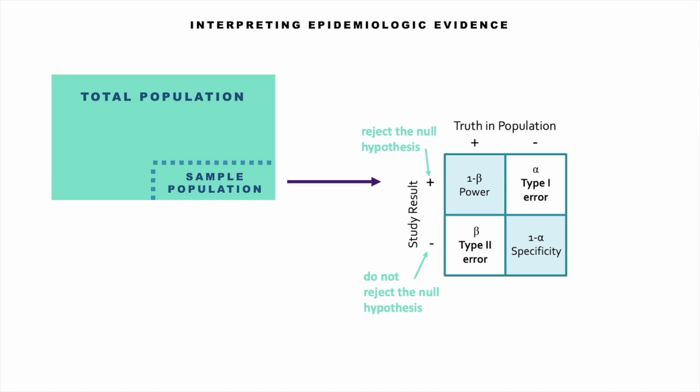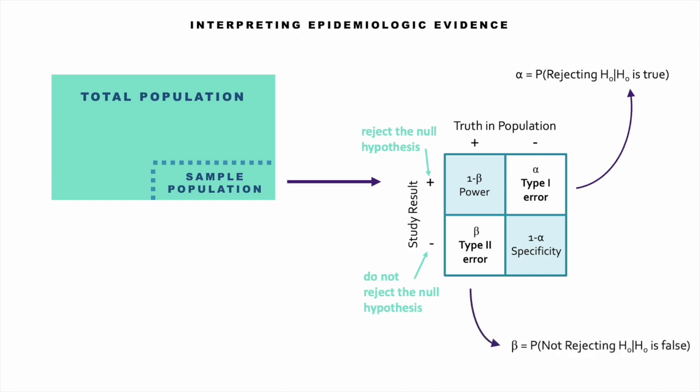Another way of thinking about this is type 1 error is the probability of rejecting the null hypothesis if the null hypothesis is true. And type 2 error is the probability of not rejecting the null hypothesis when the null hypothesis is false. Let's go through a basic example.